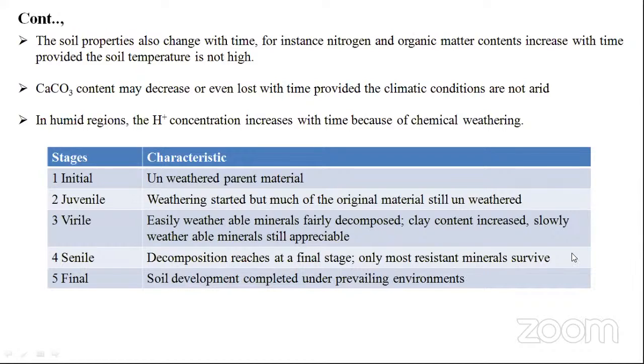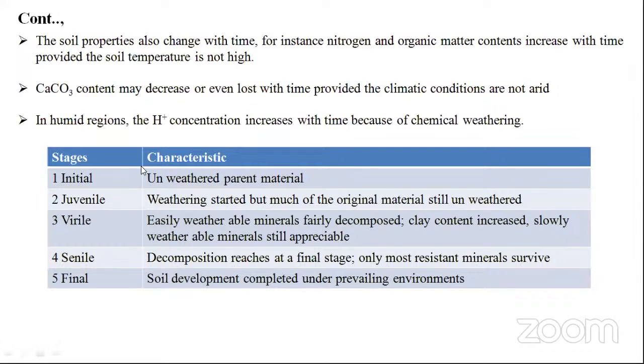Senile is where decomposition reaches the final stage. Only the most resistant minerals are still surviving. In the senile stage, almost every mineral matter was decomposed, but a very small amount of highly resistant mineral matter, especially quartz and kaolinite, is left. Whereas the final stage, as the word itself mentions, is when the soil was completely developed under the prevailing environmental conditions.